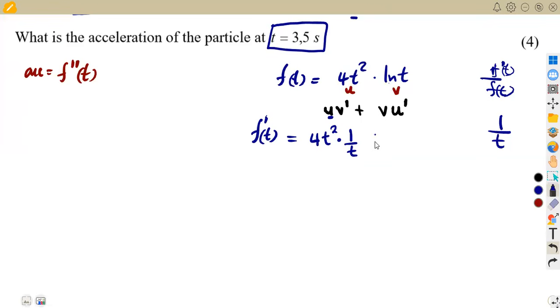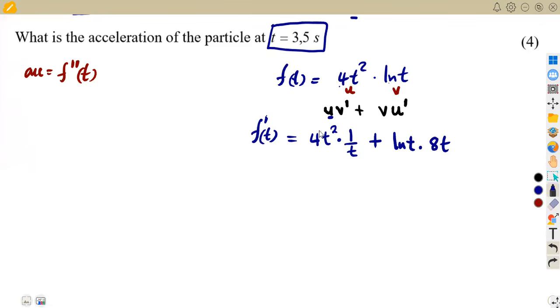Then we move on, plus v, we are going to take our v as it is in this case, which is ln t. So we're going to add ln t by the first derivative of u. Here, remember, this is just a normal algebraic part. Drop the exponent to multiply, it is going to be 8t. We subtract a 1 here, so it's just going to remain as 8t.